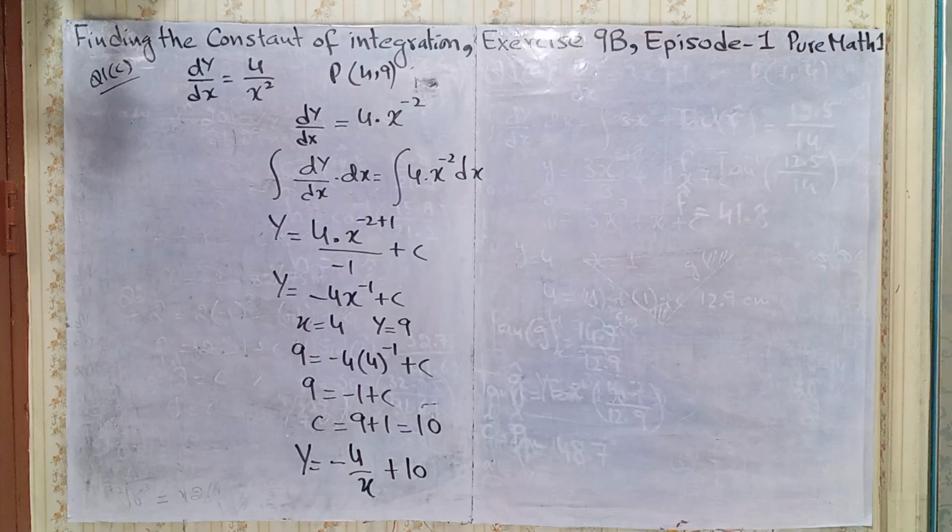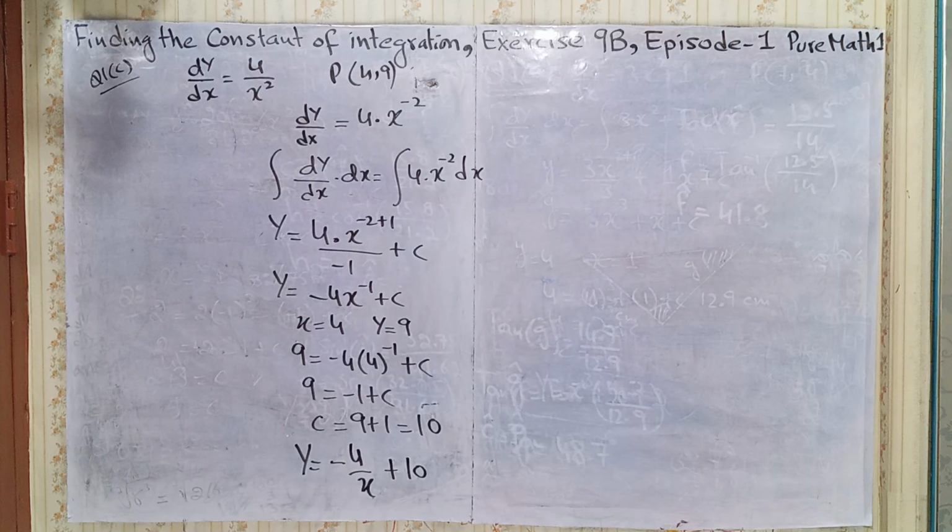Let me see. He says y is equals to 10 minus 4 divided by x. Okay, the answer is right, sir. The answer is right. This is the same answer, sir. So this is how you do question number 1, and its C part.